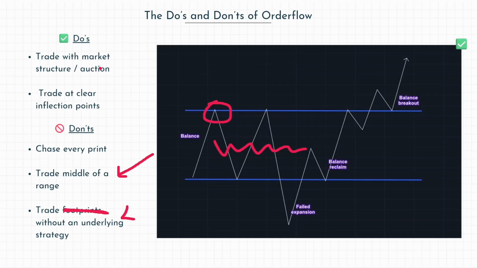Well, I put footprints, but you could just put order flow. Do not trade order flow without an underlying strategy. This is the cherry on top. It is not the sundae itself. You want clear risk management. You want clear entry and exit criteria, stop criteria. You want a strategy that is profitable through the strategy, the candle structure, whatever you're using itself.